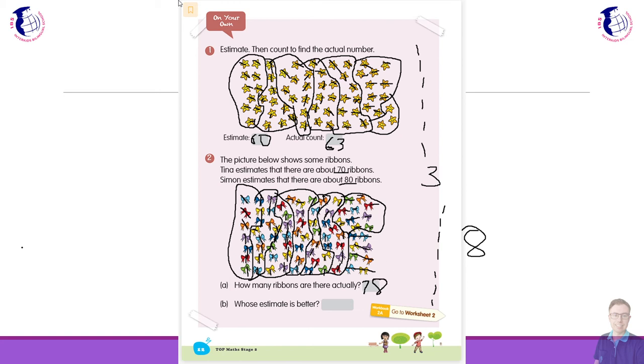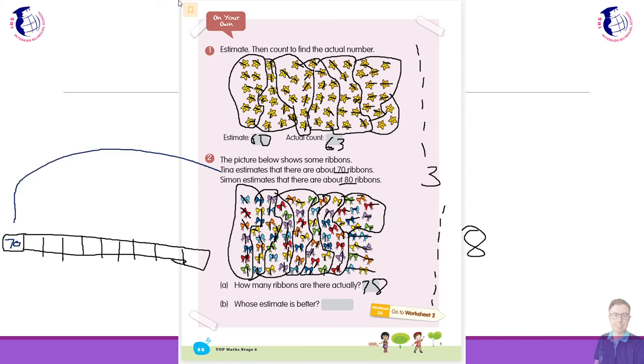So if you had a number track, your number track would look like this. Let's draw our number track across here. 1, 2, 3, 4, 5, 6, 7, 8, 9. One more. And then in our number track, we want the numbers 70 to 80. 70 was Tina's guess, and 80 was Simon's guess. So we've got 71, 72, all the way up to 80 here.